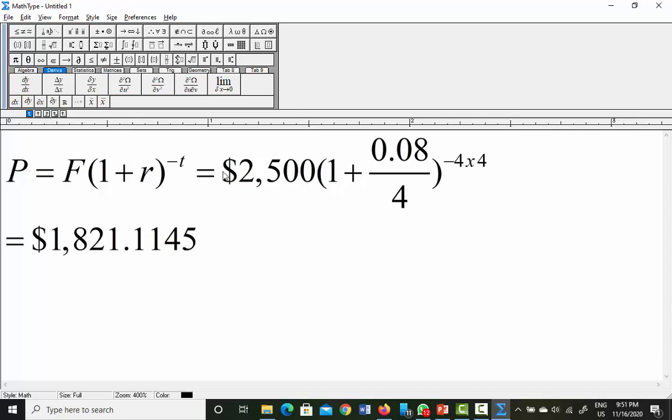As you can notice, the future value is the higher value, and the present value is always the lower value, right? So that means if you invest $1,821.1145 today, after 4 years you will get $2,500. So this is the future value you will get after 4 years.